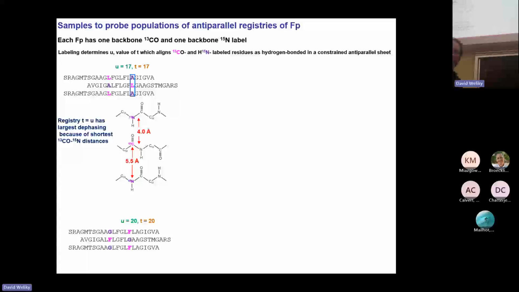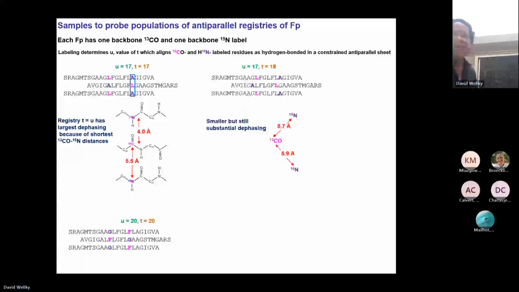And we make many different labeled samples with different values of U to determine these registry populations.